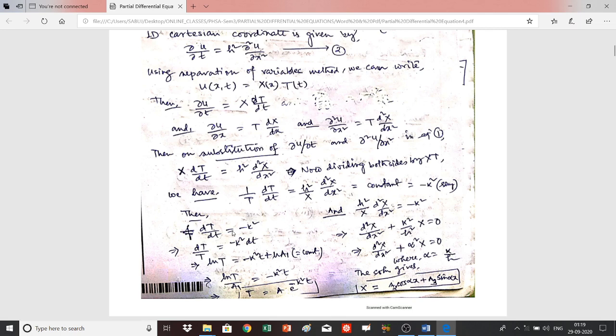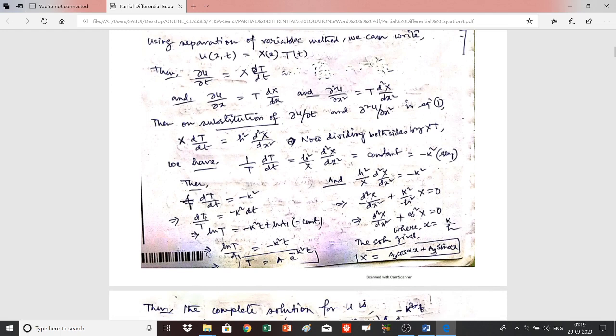Now we have to solve these two equations. Now come to the first equation. From here you can write dT/T is equal to minus k² dt, and if you integrate both sides, you obtain ln T, the natural logarithm of T, is equal to minus k² t plus log a1, where a1 is a constant. So from here you can write log of T/a1 is equal to minus k² t, or T is equal to a1 e to the power minus k² t.